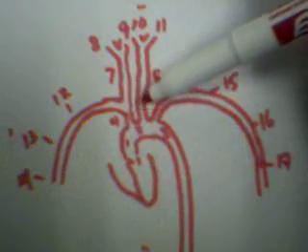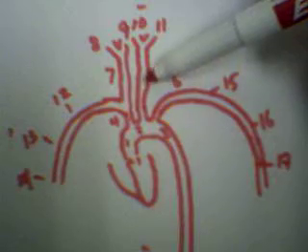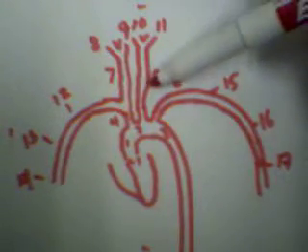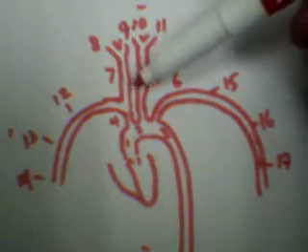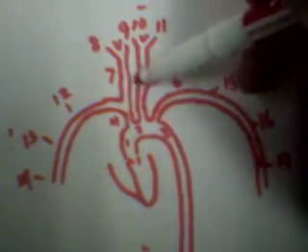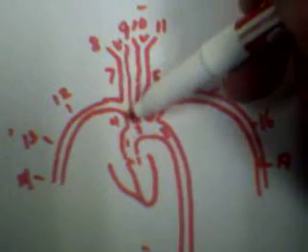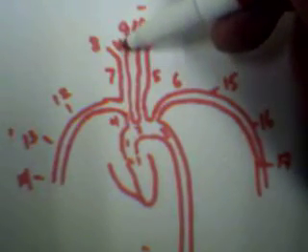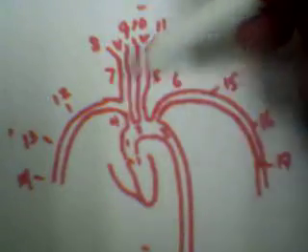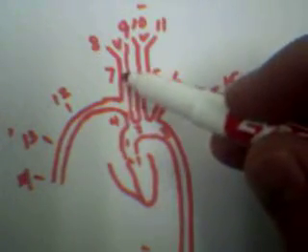And then finally, the left common carotid artery, number 5, has a right counterpart, number 7, the right common carotid artery. Notice that the right common carotid artery branches off the brachiocephalic artery, number 4. So you have left common carotid artery, right common carotid artery.